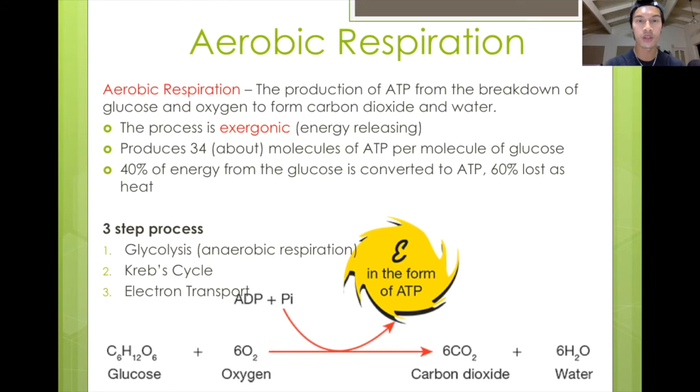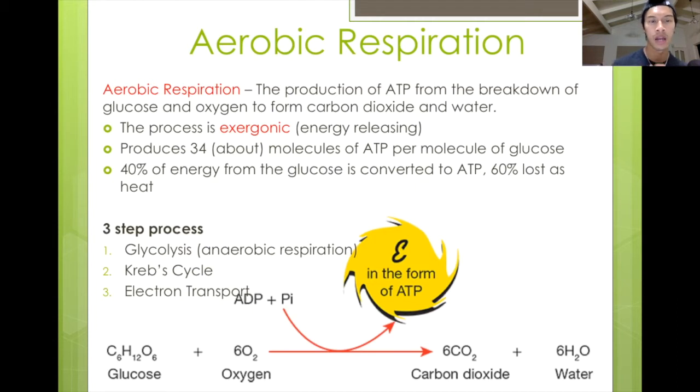Okay, aerobic respiration is the production of ATP from the breakdown of glucose and oxygen to form carbon dioxide and water. Hopefully you'll recognize this chemical formula as the reverse of photosynthesis, because in photosynthesis, you have water and carbon dioxide producing glucose and oxygen. Aerobic respiration is the reverse process where you break down glucose and oxygen to form inorganic carbon dioxide and water.